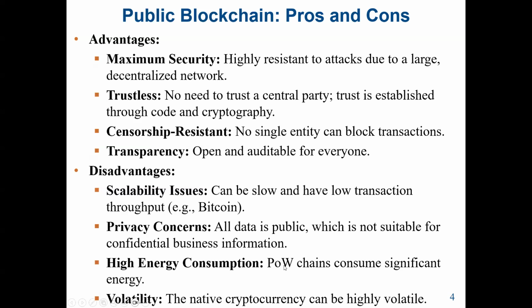Now, regulatory uncertainty can be one disadvantage. Regulatory frameworks are still evolving for this open network. Another disadvantage is high energy consumption. For example, PoW chains consume significant energy. And also volatility is another disadvantage. The native cryptocurrency can be highly volatile.